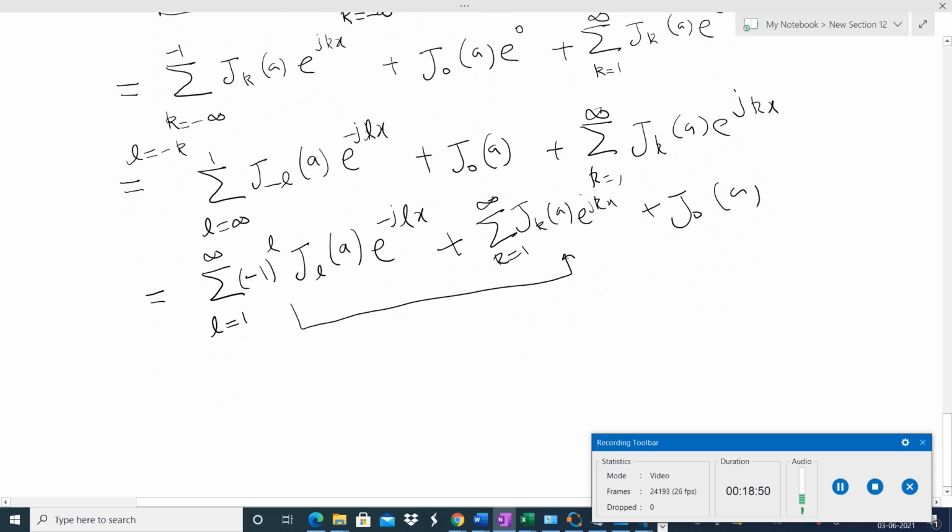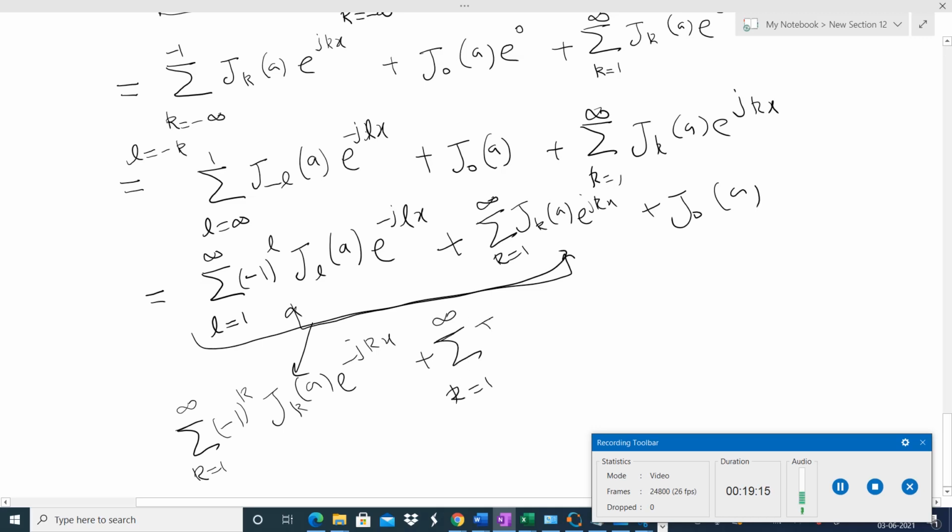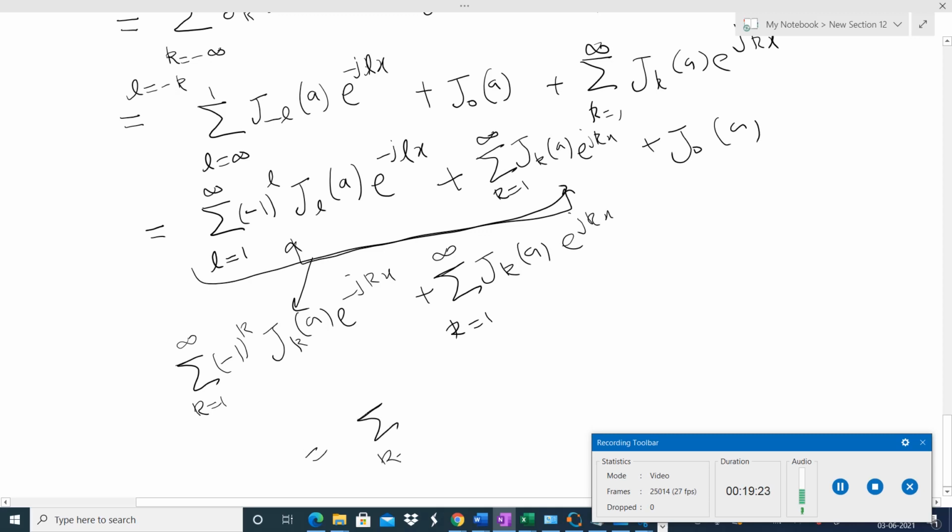Now if you look at these two, you can index them with the same k. Doesn't matter because that runs from 1 to infinity. So I will analyze these two terms first. So it becomes k equal to 1 to infinity minus 1 to the power k Jk a e to the power minus jkx, plus k equal to 1 to infinity Jk a e to the power jkx. Okay, now we can take the summation as common, and Jk a also as common. I will first write the positive term, e to the power jkx plus minus 1 to the power k e to the power minus jkx. Okay, so we can write it this way.